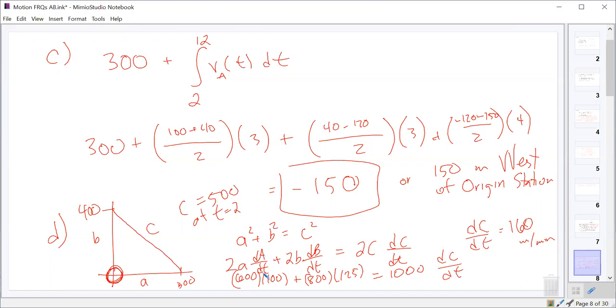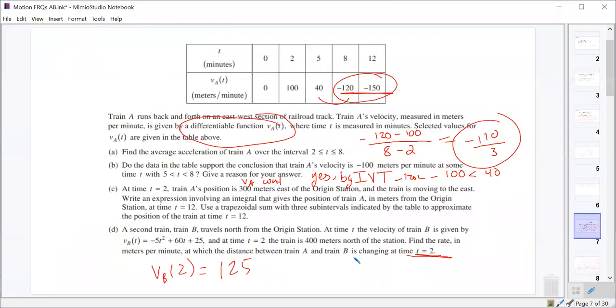The dA/dt is 100 because we're talking about at t equals 2, and that is the velocity of train A at 2. And then this one, v sub B of 2 was 125, the velocity of train B. Good? Everybody good?